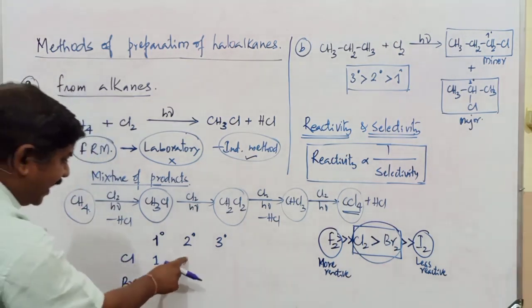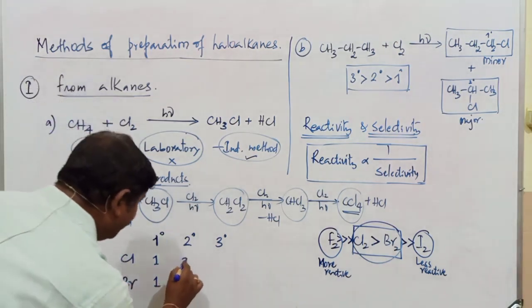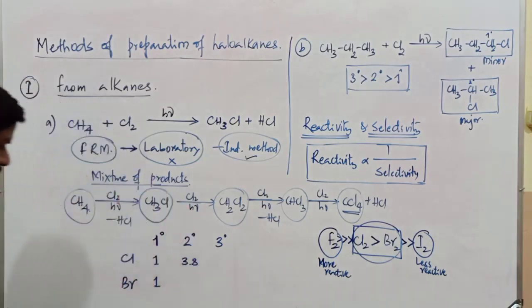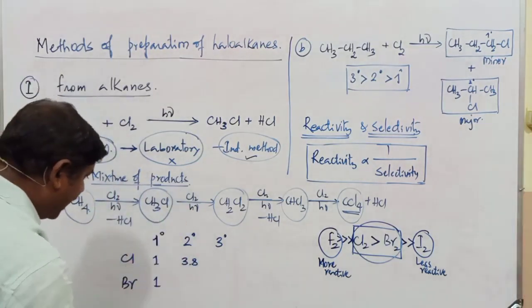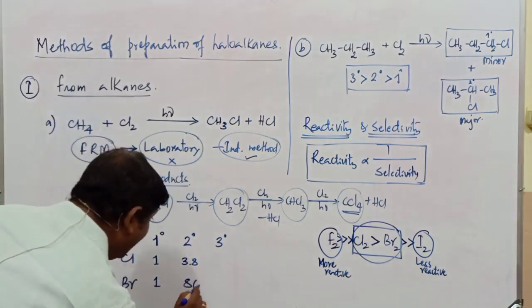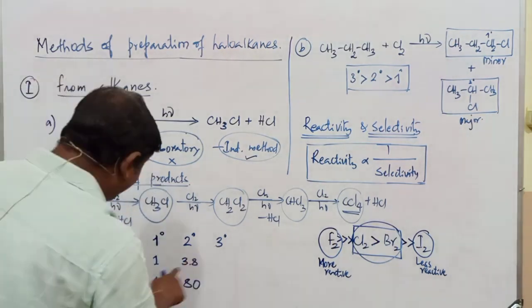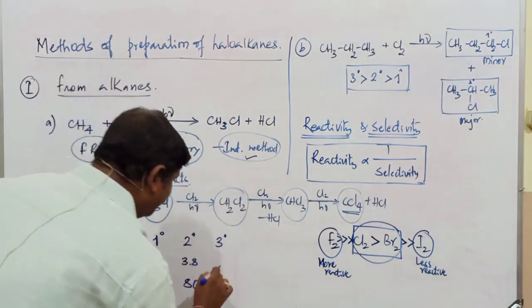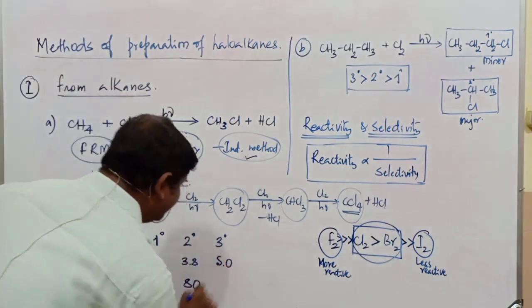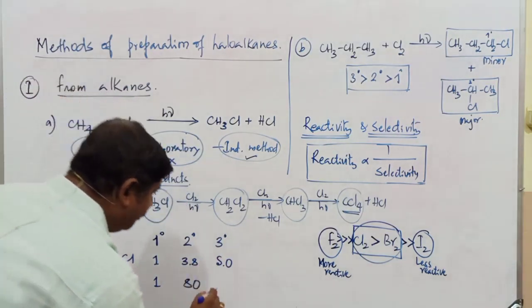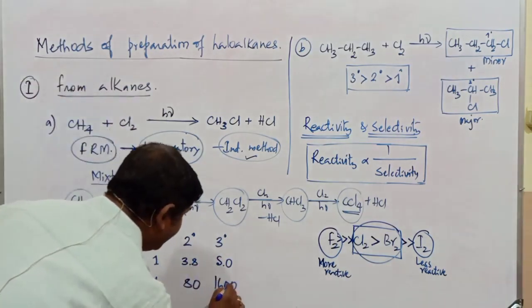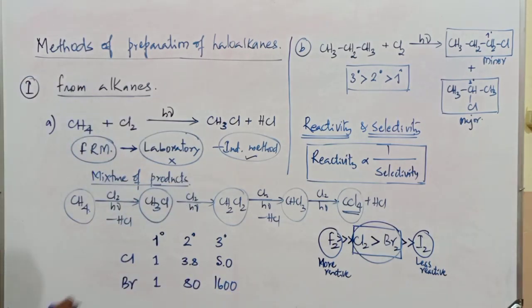But if you consider the secondary position of this one, it is going to be 3.8 times. And here the same bromine atom, if it is attacking the secondary one, it is going to be almost 80 times. And if you are observing the attack of chlorine at the tertiary position, it is going to be 5.0. But if you observe the selectivity of the compound at this particular tertiary position, it is almost 1600 times.